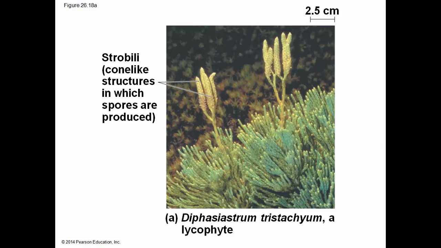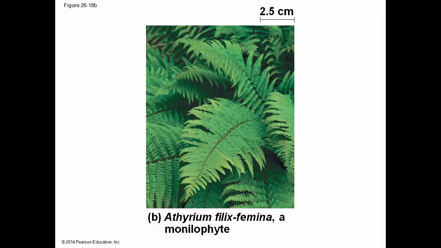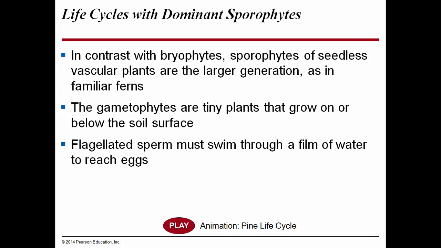There's the lycophyte. The life cycles with dominant sporophytes. In contrast with bryophytes, sporophytes of seedless vascular plants are the larger generation, as in familiar forms. The gametophytes are tiny plants that grow on or below the soil surface. Flagellated sperm must swim through a film of water to reach the eggs.